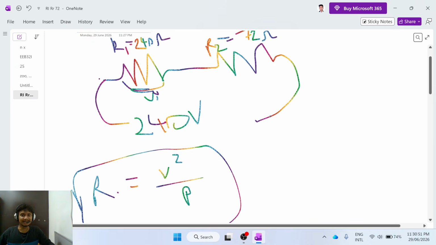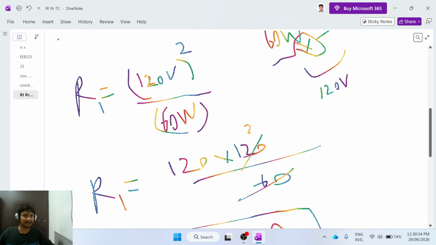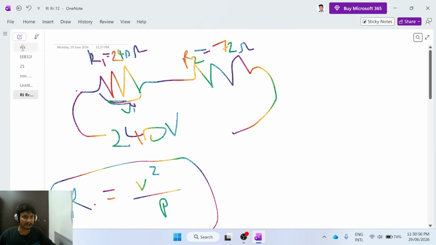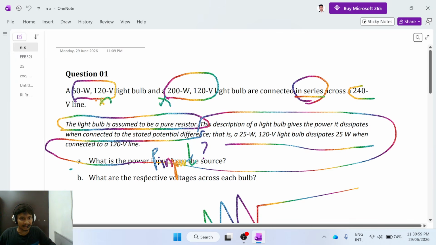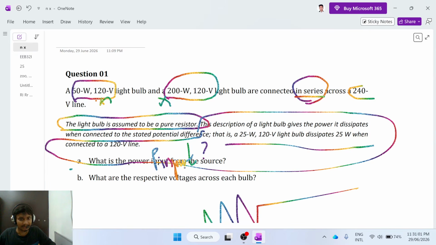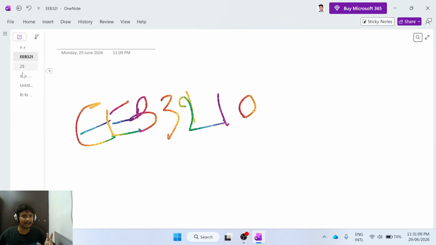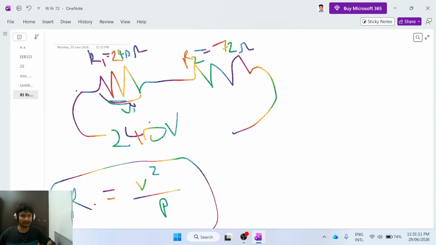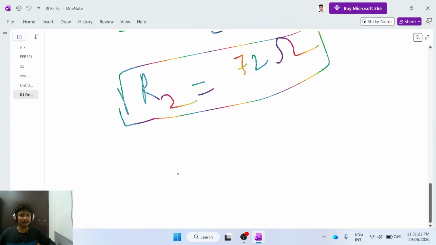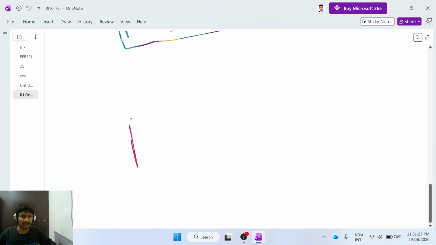Okay, now very simple. What is the question? The question is, what is the power input from the source? How much power do we input to this diagram? We input 240 volt. Now we have to find P. How can we find P? We already derived the equation. P is equal to V square by R.